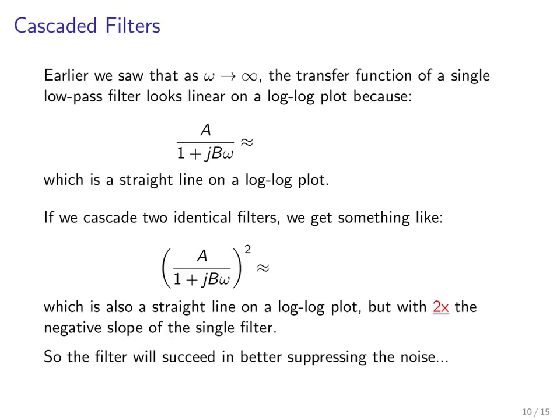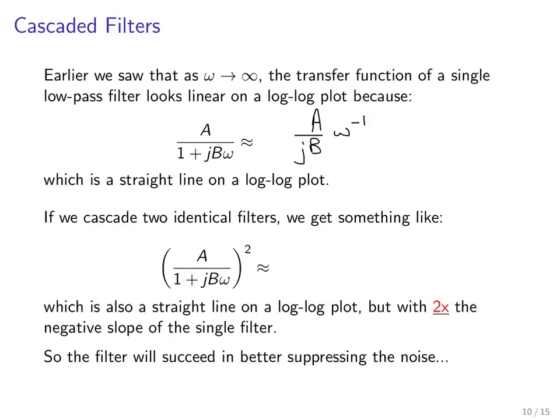So earlier we saw that as omega goes to infinity, the transfer function of a single low-pass filter looks linear on a log plot. This is because as omega goes to infinity, the quantity A over 1 plus jB omega is approximately A over jB times omega inverse, because as omega grows it becomes much, much larger than 1 and you can neglect the 1. And if you take the log of this, you get minus log omega, so it looks like a straight line on a log-log plot.